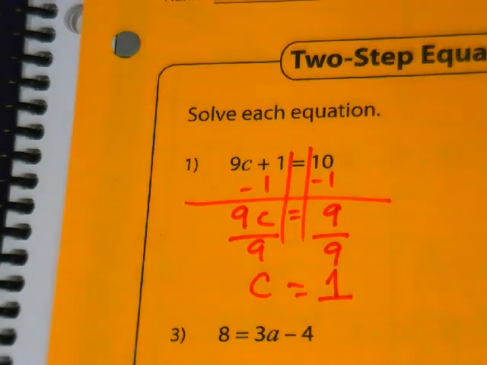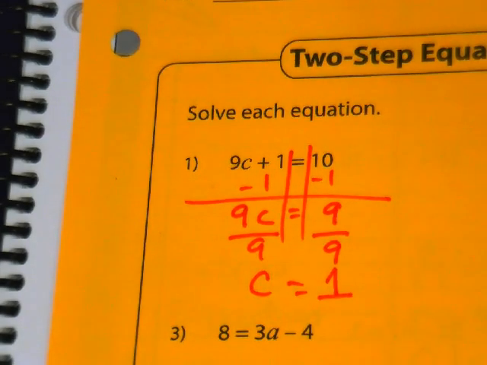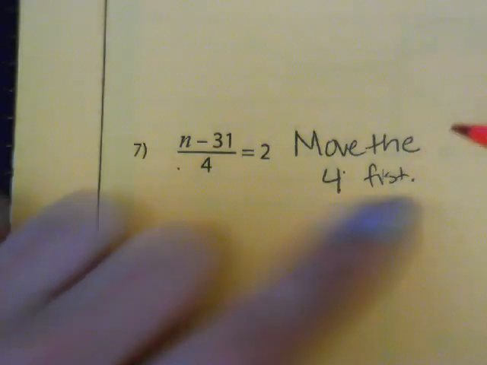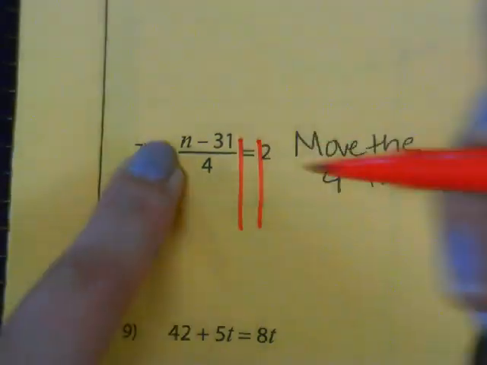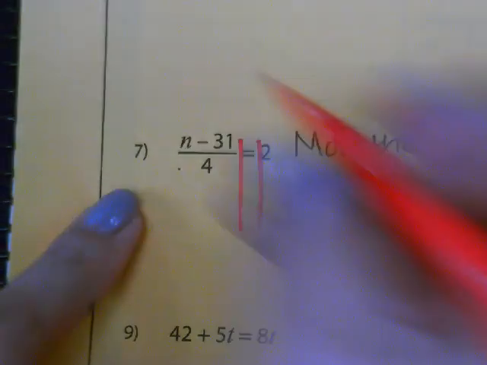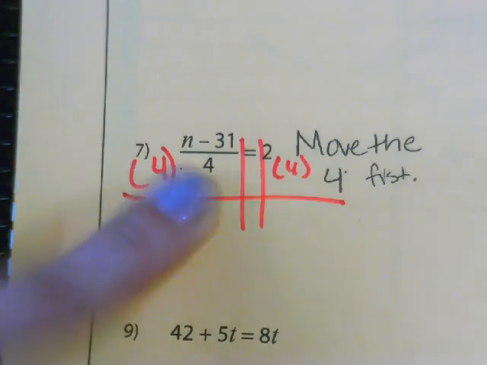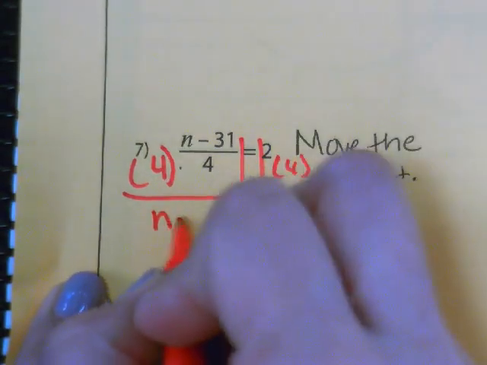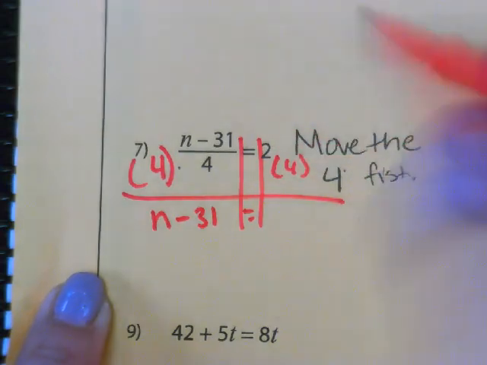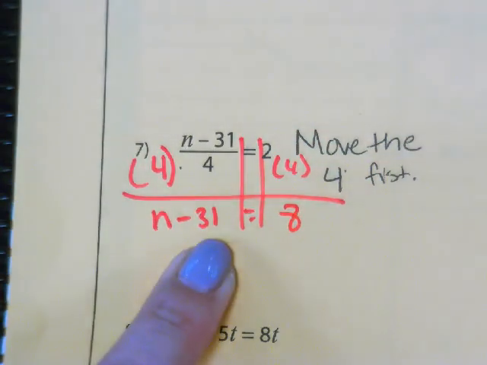All right, let's jump down to number 7. I actually wrote here, move the 4 first. So you see how it's on the bottom and it has a big line? That means we have to move it first. So this means dividing by 4, so what we're going to do is multiply by 4 here. That cancels this out. I'm left with n minus 31 is equal to, what's 2 times 4? 8. Very good.